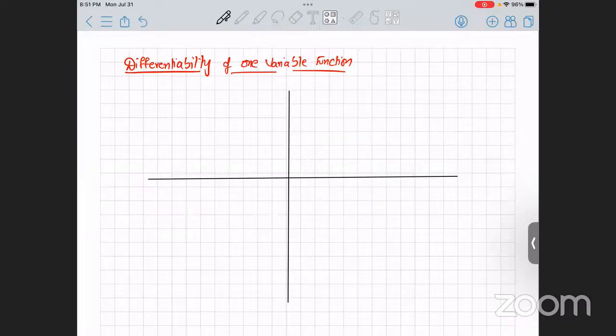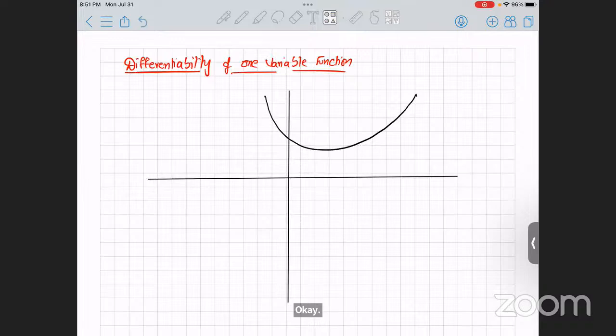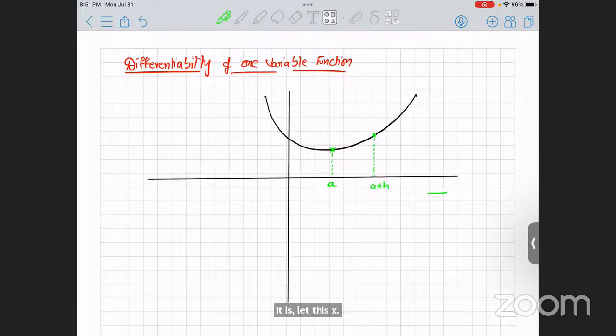Now let us take a graph, something like this. I already gave you the notion of what differentiation actually means. Now let us select two points. Let this x be a, and this is a plus h. Agree? This is the y axis, and this function is f of x.